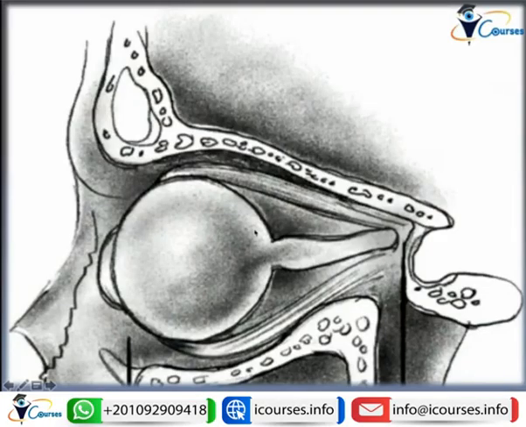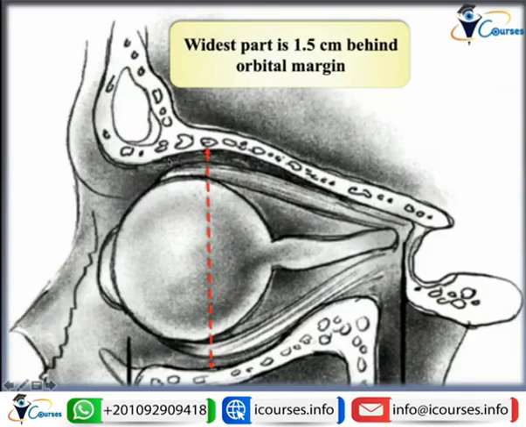Sometimes a question is asked in the exam: what is the widest area of the orbit? Is it at the orbital rim? The answer is no. The widest area of the orbit is just behind the orbital margin, 1.5 centimeters behind the orbital rim, as you can see here.